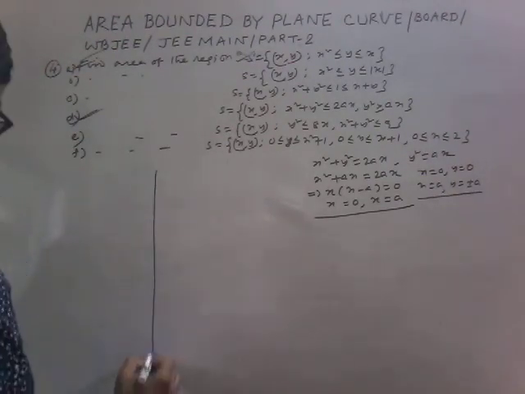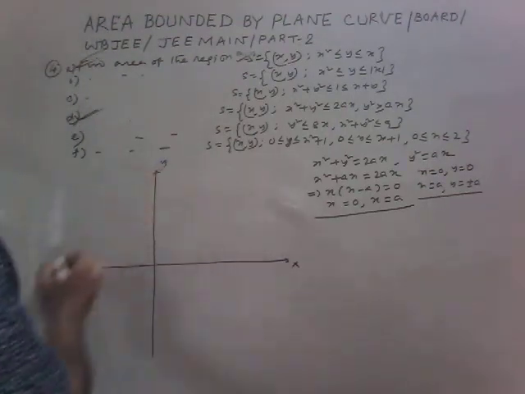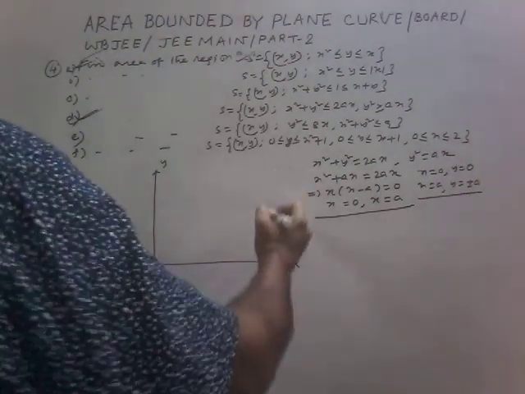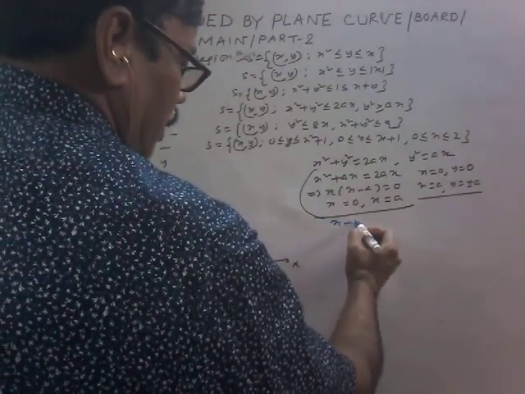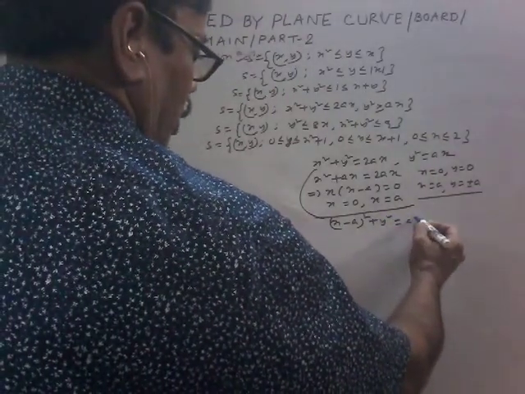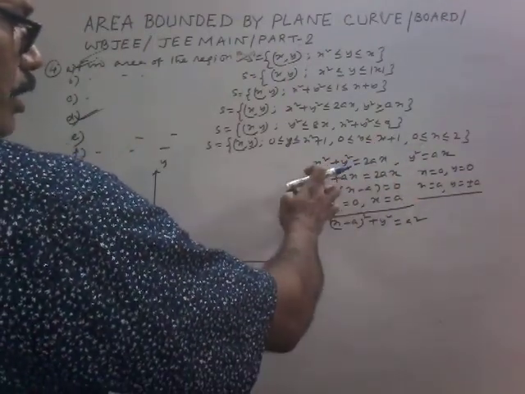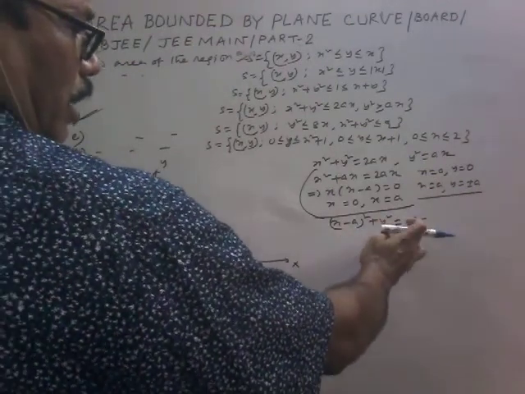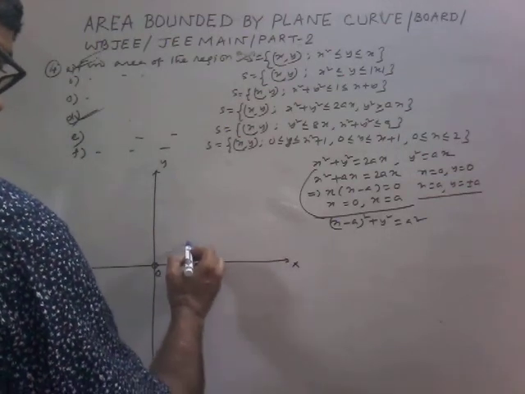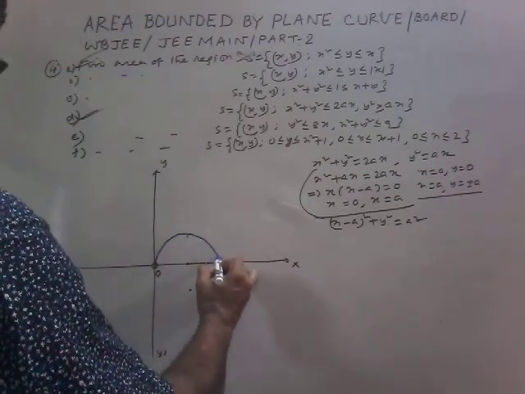Now draw the rough sketch. Look, this can be written as x minus a whole square plus y square equals a square. We have already solved it by adding a square and balancing it: x square minus 2ax plus a square. This is a circle whose center is (a, 0) and radius is a. We have already considered this figure in a previous problem.